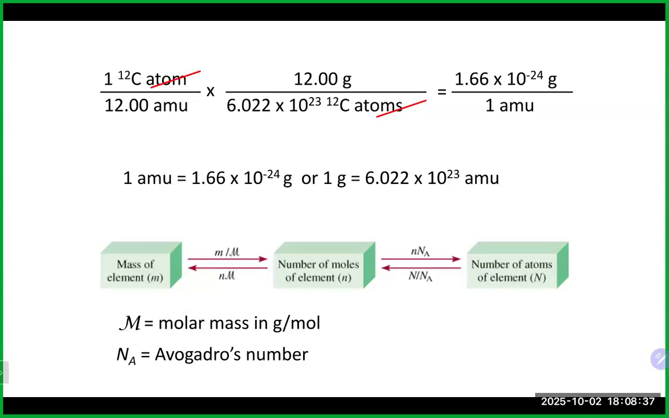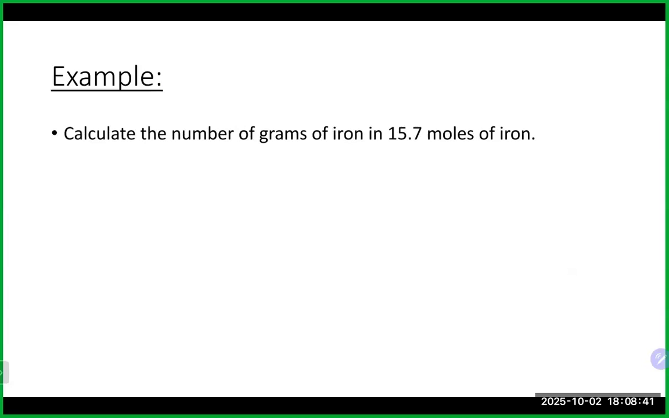All right, there's our conversions back and forth. So let's try one here. That was quick. Let's try a longer one. Calculate the number of grams of iron there is in 15.7 moles of iron. In case you can't see the periodic table, iron looks something like this, 55.85. Take a few moments and calculate it.